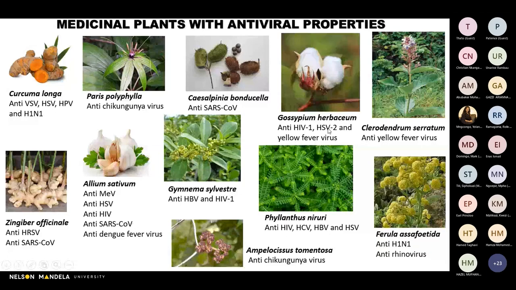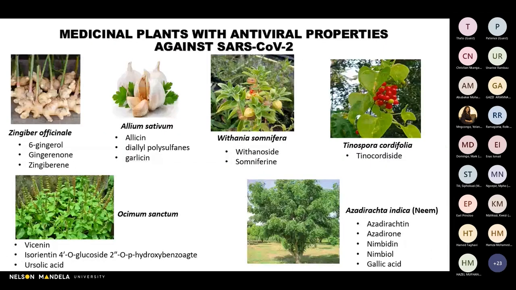But out of these plants, let's look now at some of the plants with antiviral properties against SARS-CoV-2. And once again, I'll focus on garlic and ginger, maybe because these two items are part of the spices that we use mostly in West African foods, which is where I come from. So besides garlic and ginger, you also have Withania somnifera, Tinospora cordifolia, Ocimum sanctum, and of course Azadirachta indica. And here you also have the active ingredients that are extracted from these plants that have a specific antiviral effect on SARS-CoV-2. In the case of garlic, you have allicin, garlic polysulfides, and garlicin. And in the case of Azadirachta indica, or the neem plant, you have gallic acid, nimbidiol, azadirachtin, and so on and so forth.